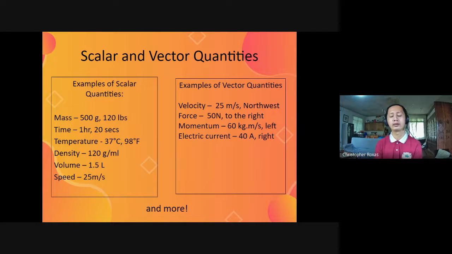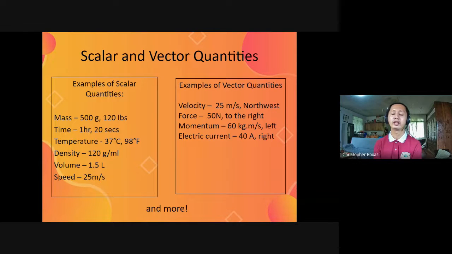What are examples of scalar and vector quantities, or more examples of these two kinds of quantities? So let's have scalar quantities first. Examples are mass, time, temperature, density, volume, and speed. These quantities do not include direction. They can be completely described using magnitude only. Of course, you always have the unit in our measurement.